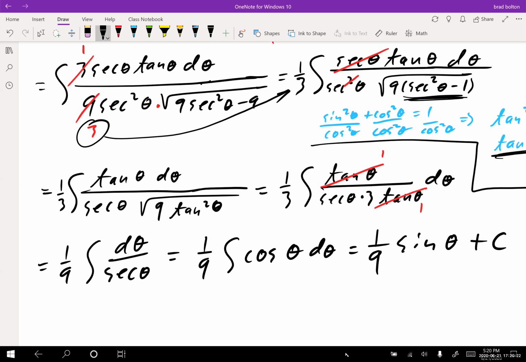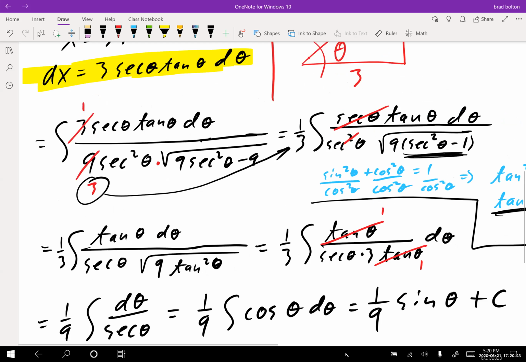That's a lot. Hopefully you notice that's a lot. There's a few little things, like you could have probably gone straight from this to this, but sometimes it's hard to make those jumps in your head. So we have 1/9 sine theta plus c. That's not actually the right answer because nobody ever asked us for theta. They wanted to know in terms of x.